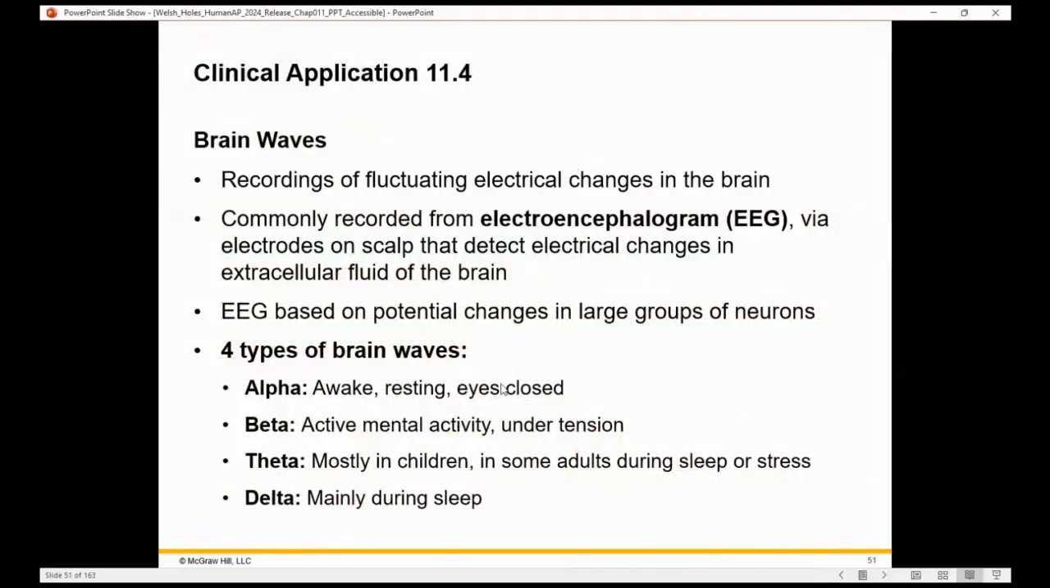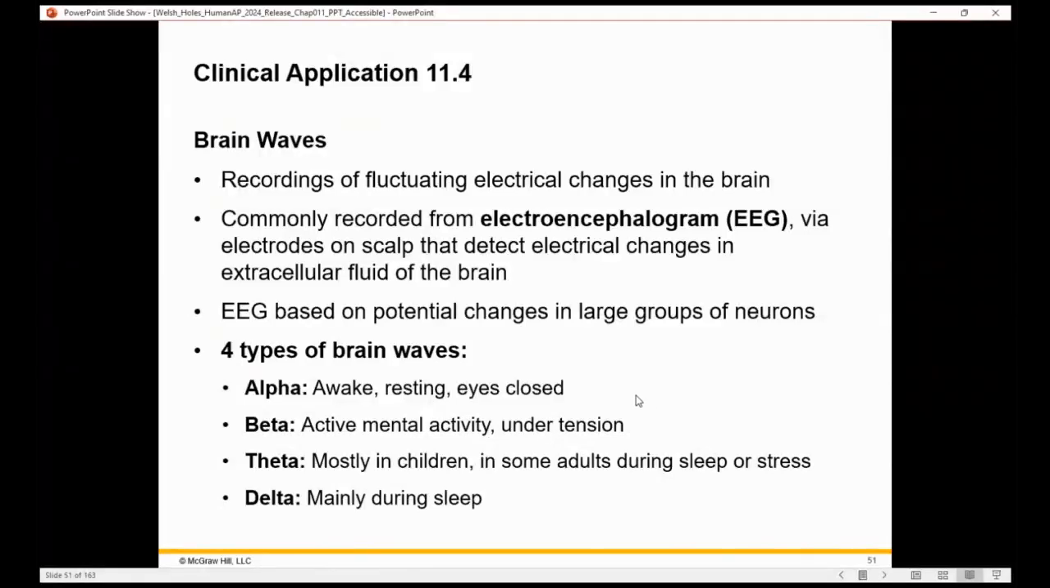Clinical application, brain waves. These are recordings of fluctuating electrical changes in the brain, commonly recorded from electroencephalograms, or an EEG, with electrodes on the scalp that detect electrical changes in the extracellular fluid of the brain. The EEG is based on potential changes in a large group of neurons.